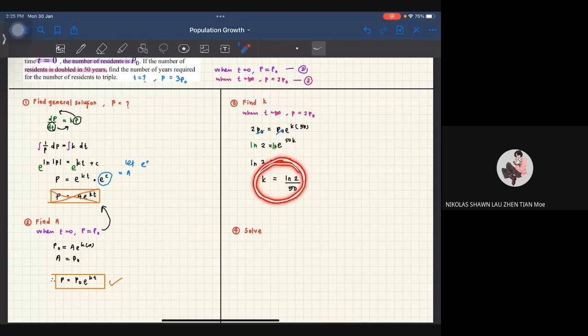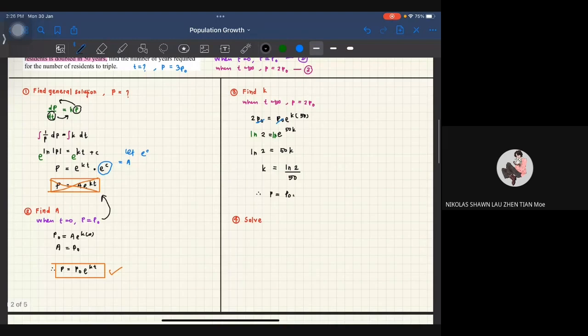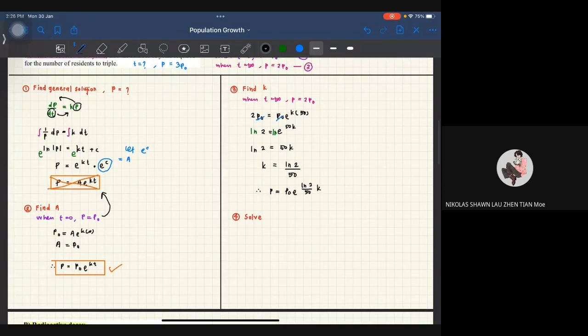balik this value masuk ke dalam ini. Okay, so step dia memang macam ni. Maksudnya awak dah cari nilai yang baru, awak masuk dekat sini, awak akan dapat satu formula yang baru, yang lama dah tak payah pakai. Okay, so yang ni pun samalah, awak dah cari nilai K, masukkan dalam formula lama, so awak akan dapat satu formula yang baru, yang lama dah tak payah pakai. Macam tu. Okay, so kita akan dapat dekat sini, my P is equals to P naught E to the power of ln 2 over 50K. This one. Settle.